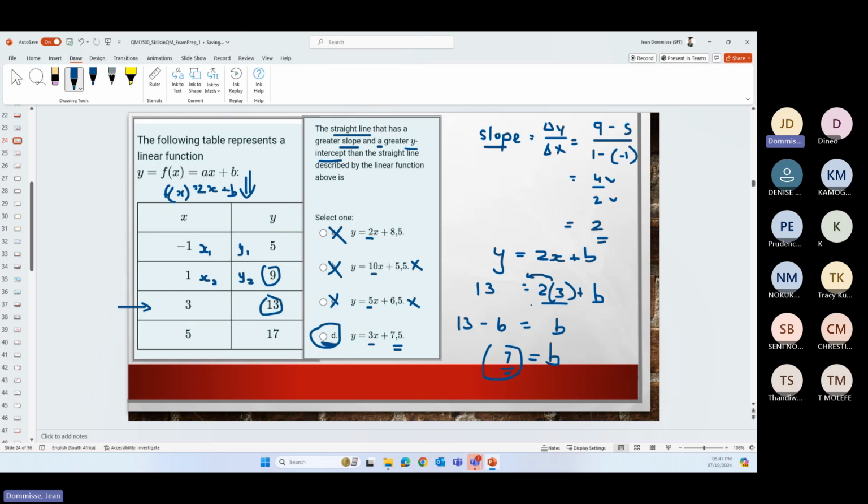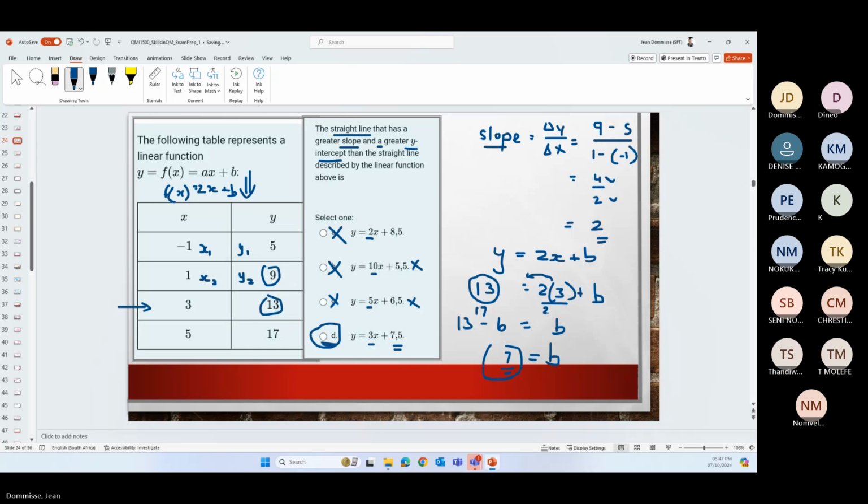Okay, so you could have used 17 here as well. I just used 13 and 3, but you could have used 17 and 5. So if you used 17 and 5, it would have been 17 minus 10 would have been equal to B. So then B is also equal to 7.